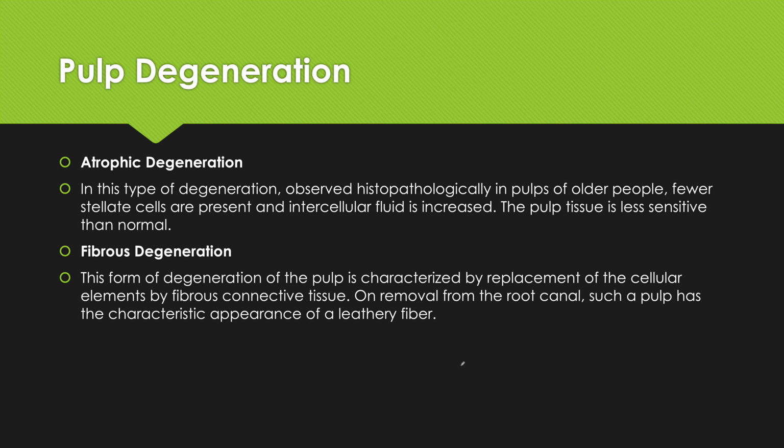Fibrous degeneration. This form of degeneration of pulp is characterized by replacement of cellular elements by fibrous connective tissue. On removal, they look like a leathery fiber.